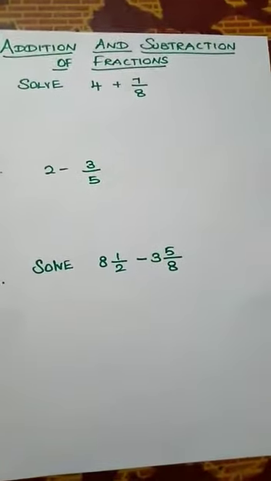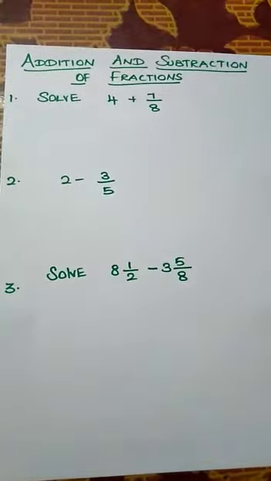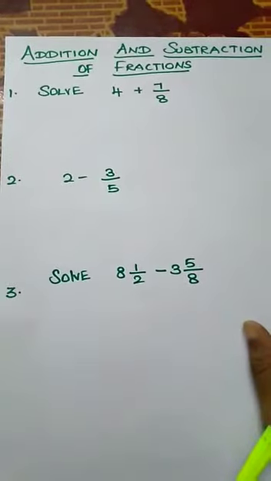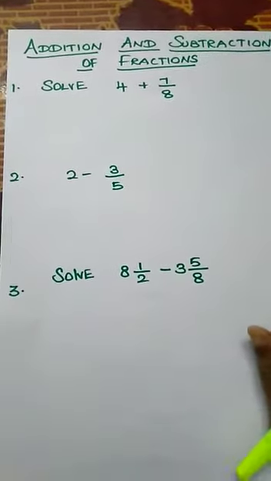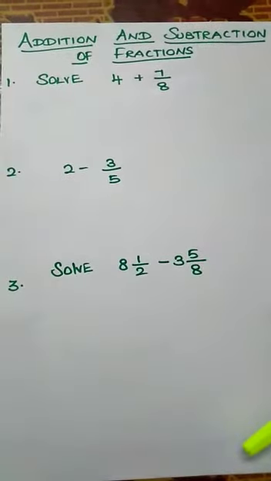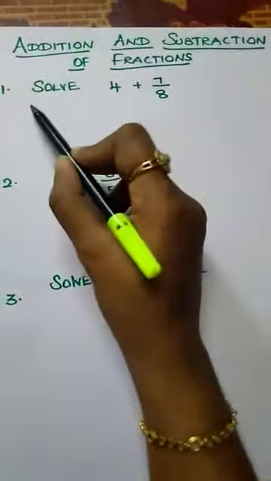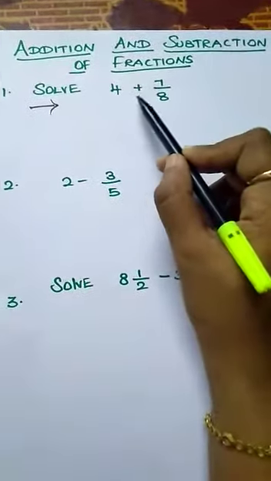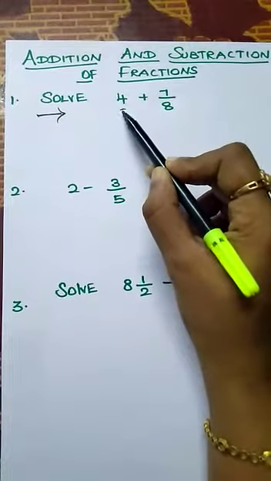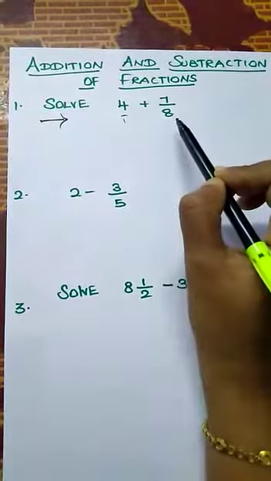Next, addition and subtraction of fractions. For addition and subtraction of fractions, we need the same denominator values. If the denominators are different, we have to convert them into the same denominator, then only we add or subtract. Directly we can use the cross multiplication method also, that is also simple. Now, given problem, solve 4 plus 7 by 8. Here the denominator value is not given, so assume the denominator is 1 only. This is 4 by 1 plus 7 by 8.